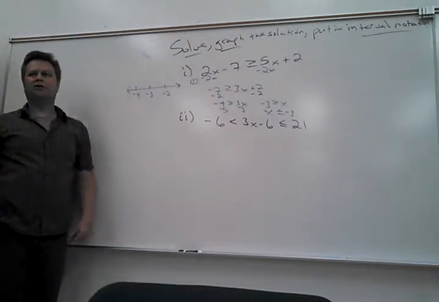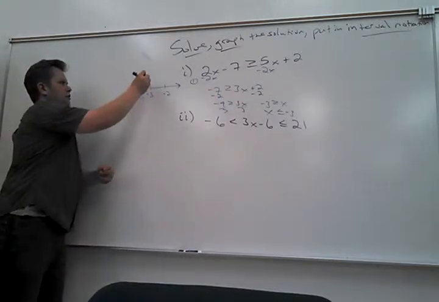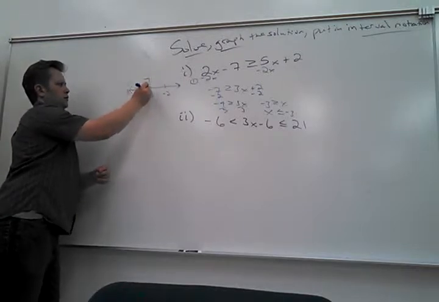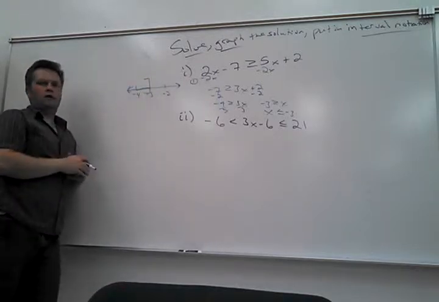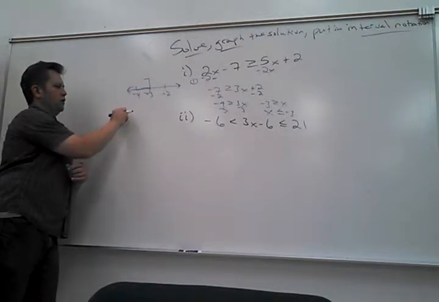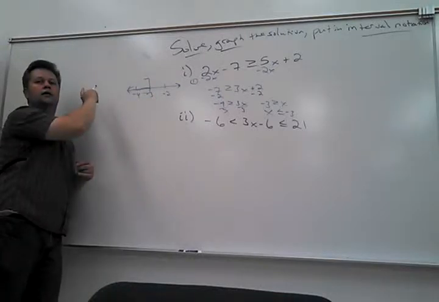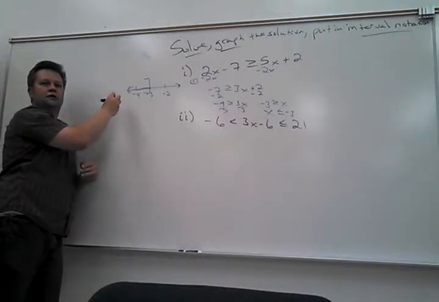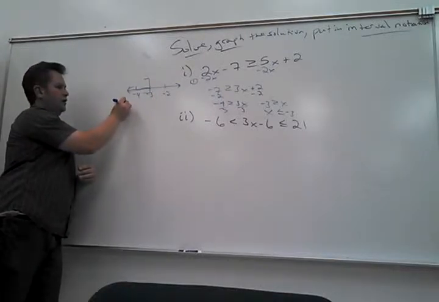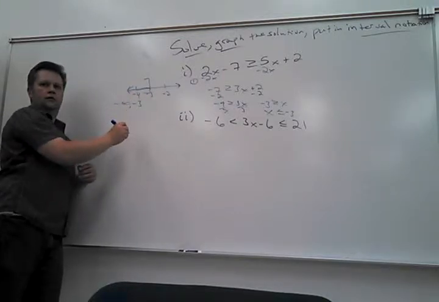So what am I going to put on the negative 3, and which way am I going to shade? Good. Bracket. I'm going to shade down from there. So how does that translate into interval notation? What do I go from to? Yeah, from, infinity. Careful. From negative infinity up to negative 3.